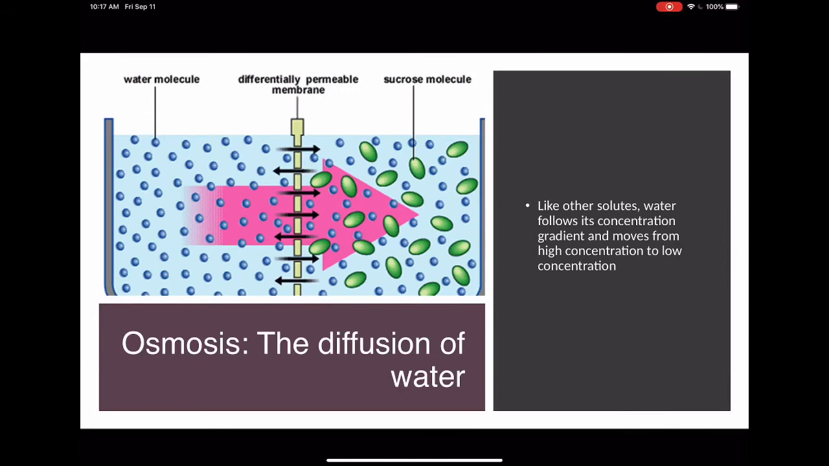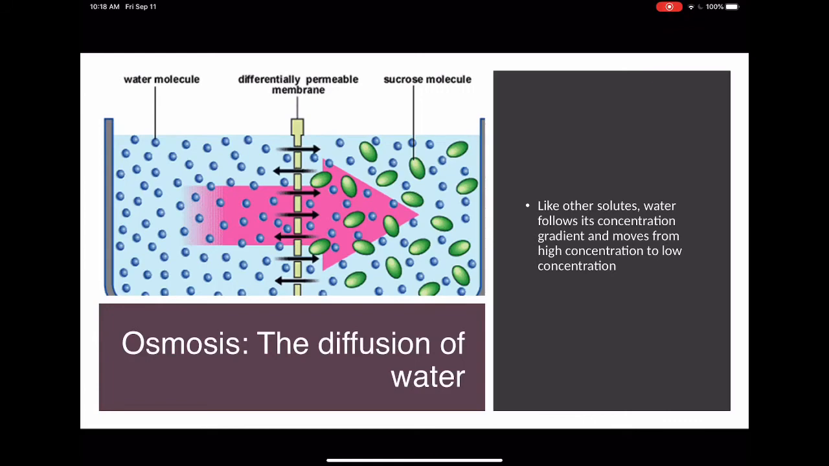So osmosis is basically a very specific term for the diffusion of water. And so we usually think of water as a solvent, but water can also act as a solute. It just depends on which molecule's movement you're monitoring. So like other solutes, water will also follow its concentration gradient and move from high concentration to low concentration.